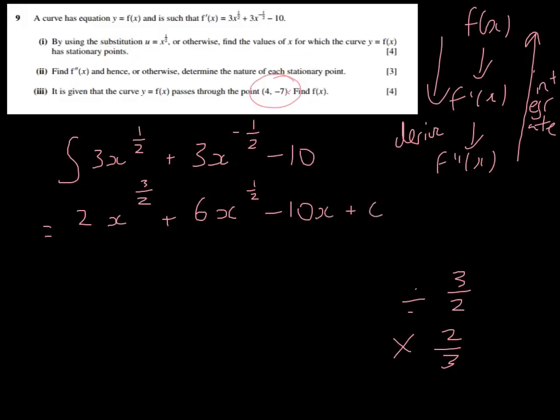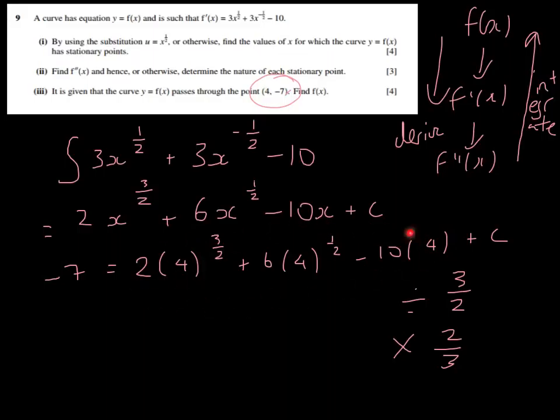Okay, so we need to find out what that c value is. So they tell us what x is, it's 4, and they tell us what y is, which is negative 7. So if we set up this equation, so instead of y, we're going to put negative 7, and instead of x's, we're going to put 4, all the way along. Like so. Then all you have to do is evaluate all of this part here, take it away from negative 7, and you'll get what c is. And you should get c is 5.